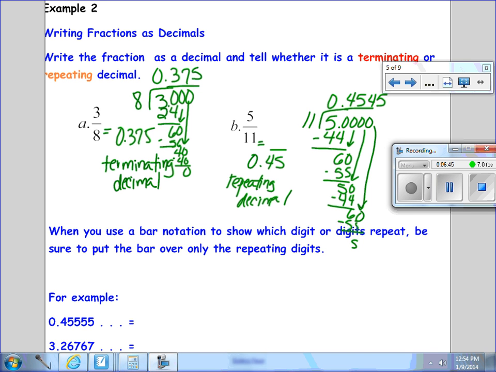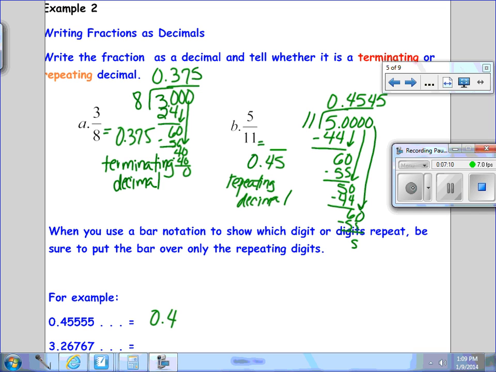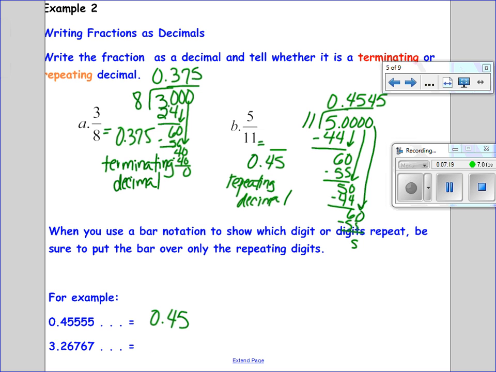5/11 is equal to 0.45, with bar notation over the 4 and the 5 because those are the 2 digits that repeat. When you use a bar notation to show which digit or digits repeat, be sure to put the bar over only the repeating digits. So in this example, note you just put the bar notation over the 5.